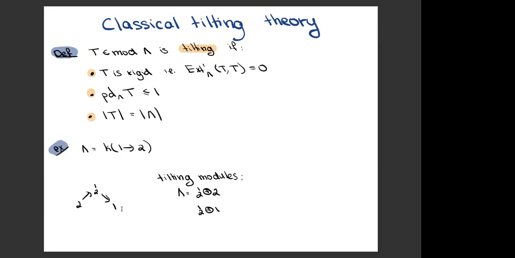The only other thing you might have tried is 2 plus 1, but the simple in 2 and the simple in 1 have an extension, and so that wouldn't work. So in this world, we just have 2 tilting modules.